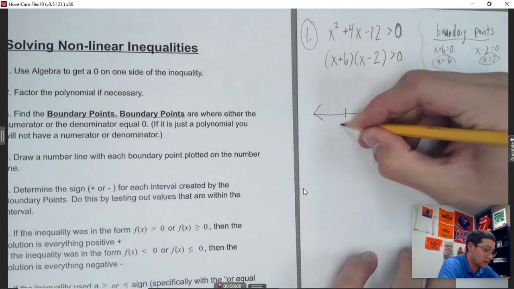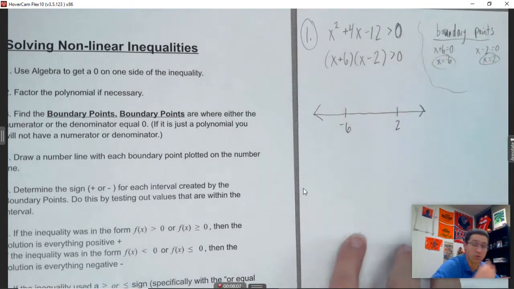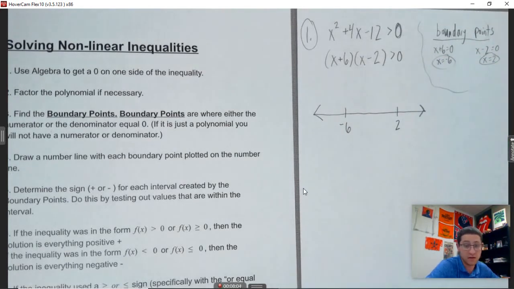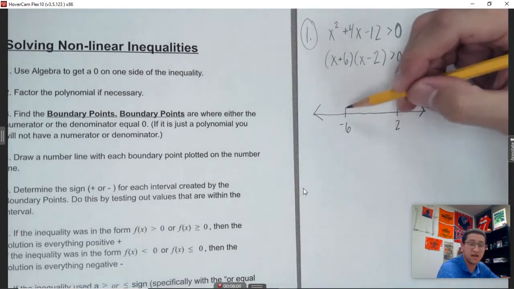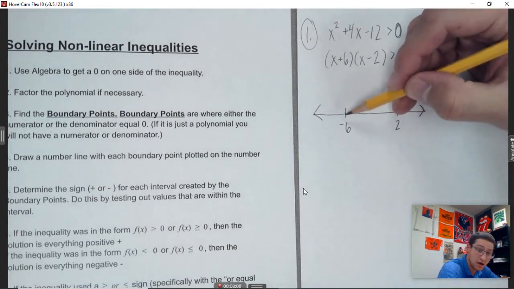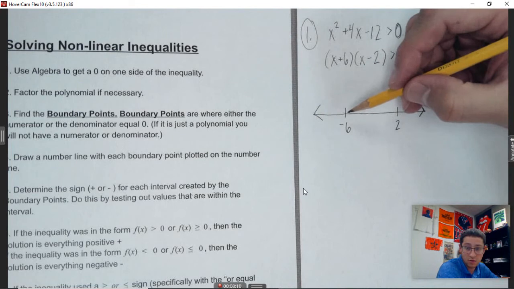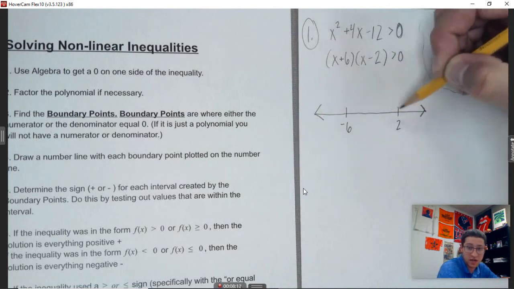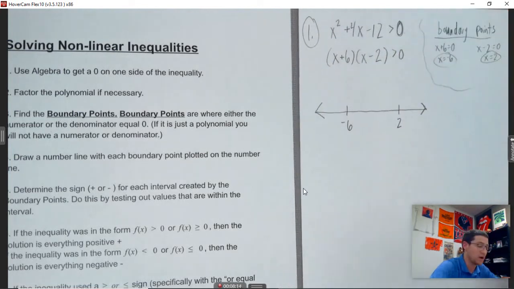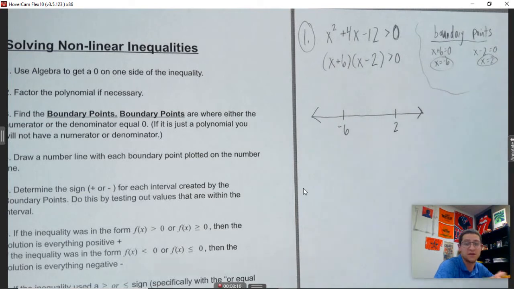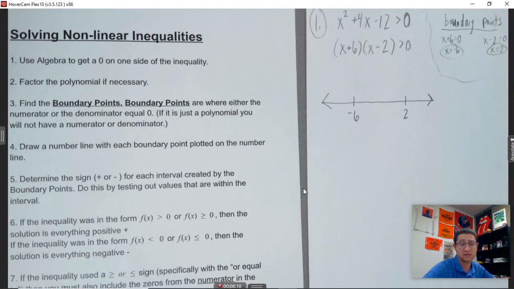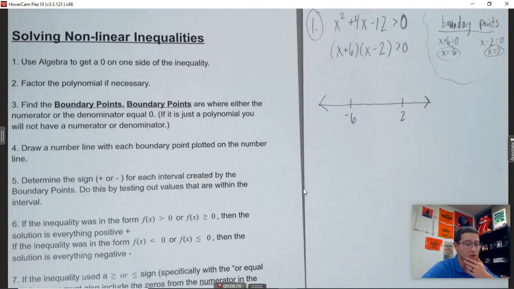So, negative 6, positive 2. Doesn't even have to be drawn to scale. But you can notice now that we have 3 sections, right? We've got this section negative 6 and below, and then we've got this middle section, and then we've got this third section over here, and this is 2 and all the way up to positive infinity. So that's step 4, where we're drawing our number line.